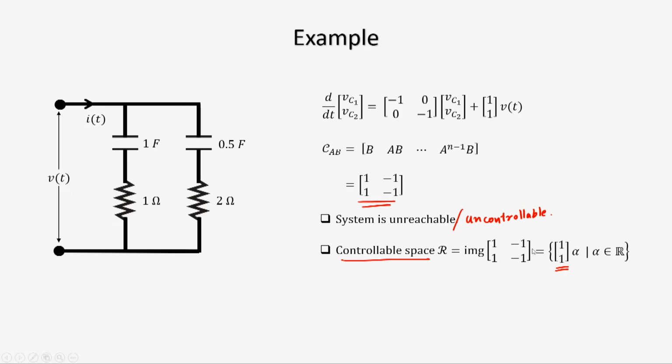So what is the meaning of these two points? Let me try to emphasize it with the help of this circuit. When I say that 1 alpha is reachable, that means I can go from 0 0 to any value of 1 alpha, where alpha can be any number. I can go from 0 0 to 1 alpha in any time that you give. I can always find an input V here that will take me there. But if it is not in this set, then I won't be able to do that.